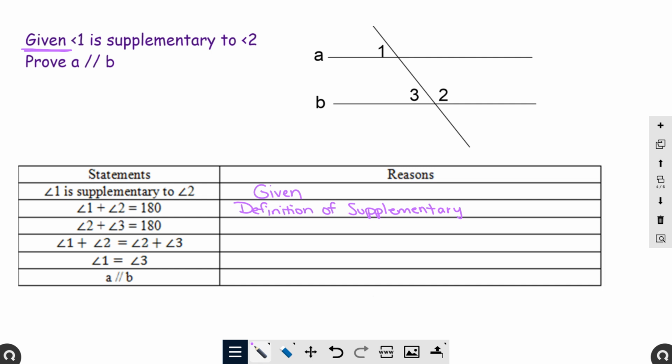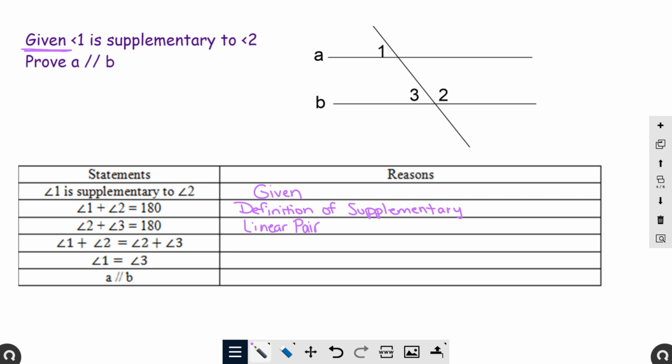Now, next in our 2-column proof, it says angle 2 plus angle 3 equals 180. Well, I haven't talked about angle 3 up here, so I probably need to look at my picture. What do you notice about angle 2 and 3? They're a linear pair. What's the definition of a linear pair? They equal 180. And what are we doing here? So here we would say linear pair. That linear pair where they're adjacent and make a line, we're going to add them up to equal 180.